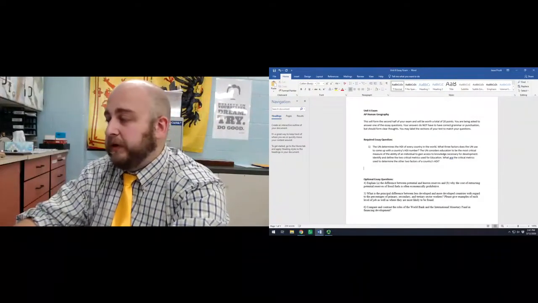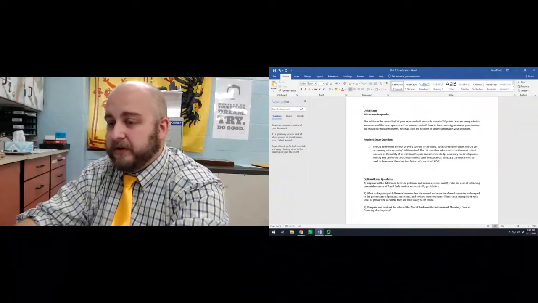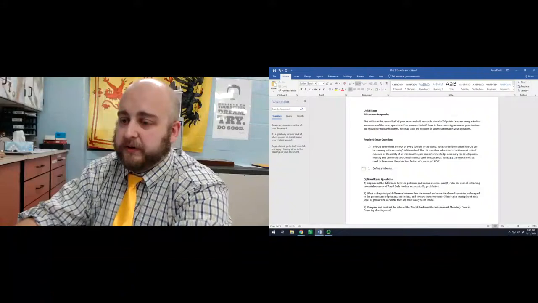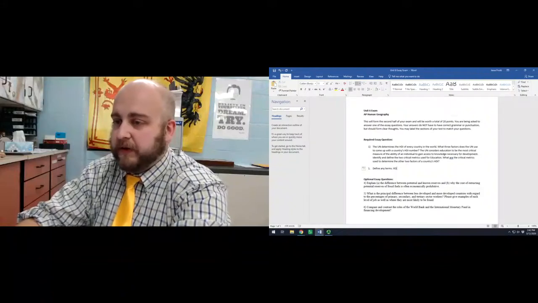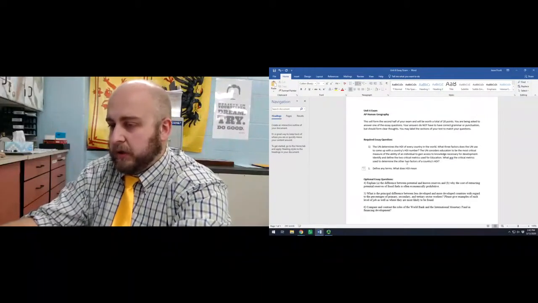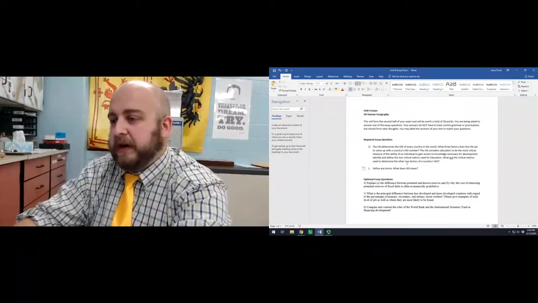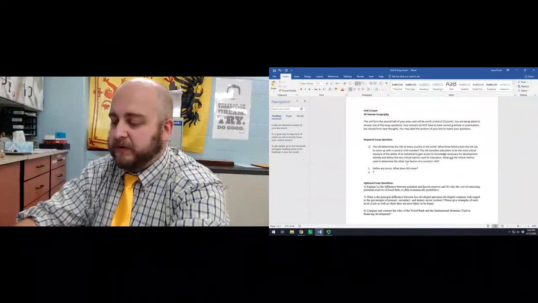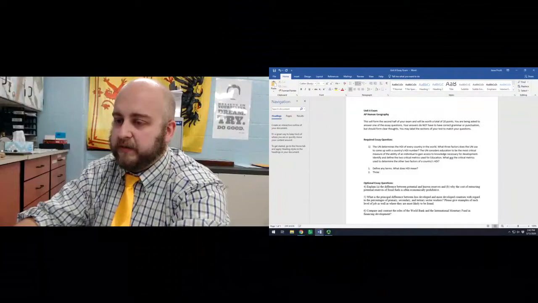So, when you break this down, the first thing you should always do is define any terms. So in this case, you're going to want to tell me what in the world does HDI mean. So what does HDI mean? Okay, after you've defined what the HDI is, you need to tell me those three factors. And most of your writing is going to be here.